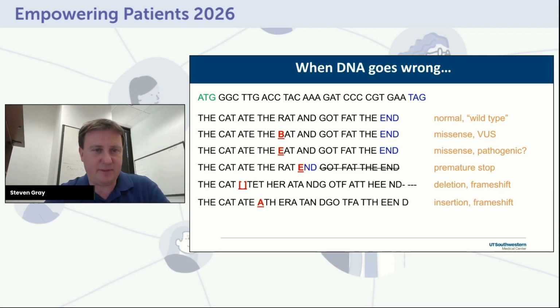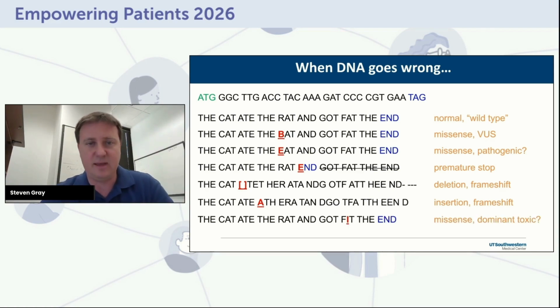And then the last type of thing that I was going to cover is a different type of missense mutation. And in this case, the cat ate the rat and got fit, the end. So instead of getting fat, it gets fit. And so this is a missense mutation. But in this case, the sentence still makes sense, but the sentence has a different meaning. And so this might be categorized as something where you've actually changed the function of the protein that's coded here. And this could be like a dominant toxic gain of function mutation.